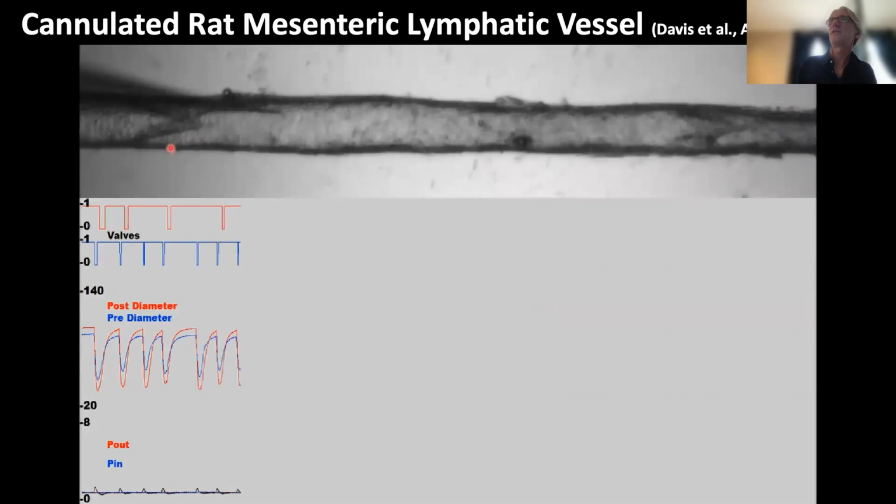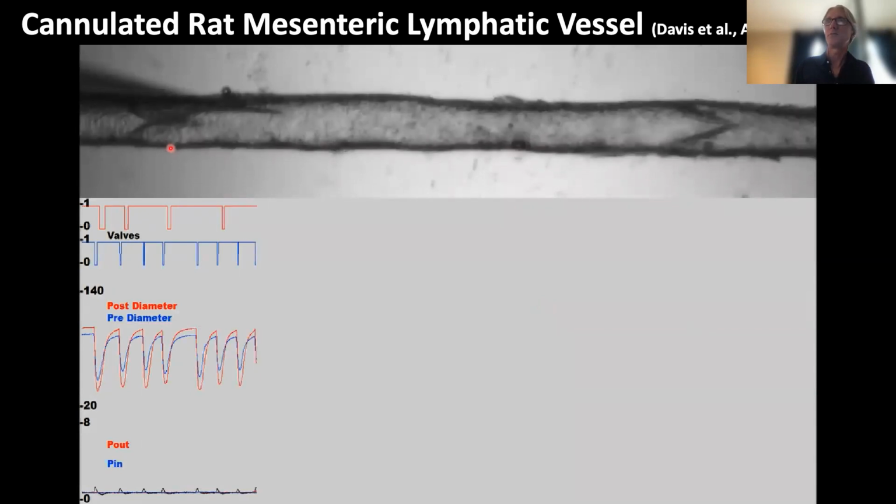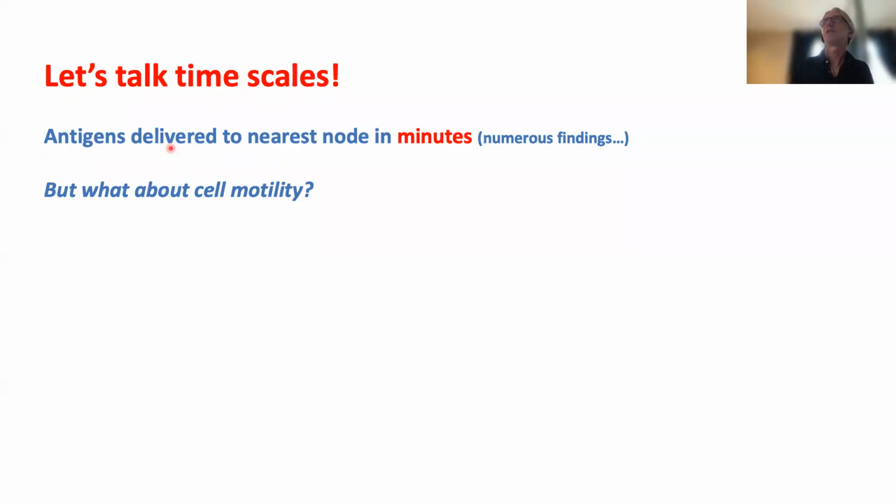So that's kind of the basics of the way the lymphatic system pumps. Now, let's talk time scales, because remember, you want to get the information from the injection point to the nearest lymph node as quickly as possible, you would guess, right? So how do you get that information there? Well, there are cells in the arm that can take up the antigen, and they can crawl. They have the ability to crawl around, much like I showed you the cells crawling around in the lymph node.